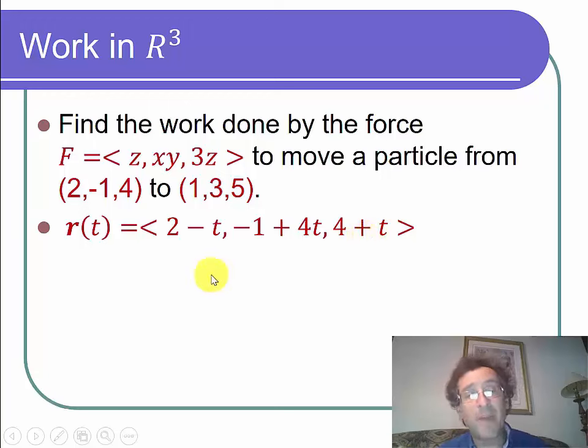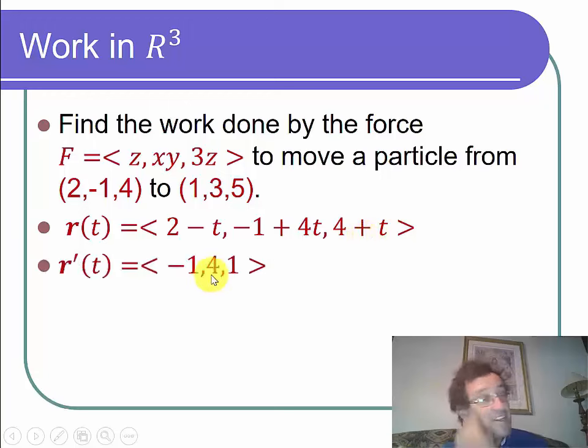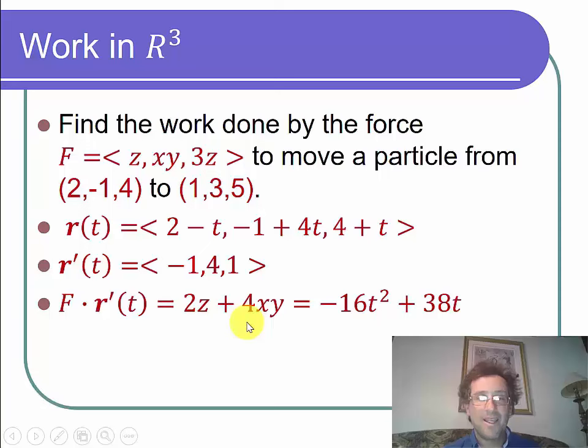We can compute our r prime of t, which is just the vector valued function of the slopes: negative 1, comma 4, comma 1. We could put all this together and find that the F dot r prime of t is z times negative 1 plus 4 times xy plus 3z times 1. So z times negative 1 plus 3z times 1 is 2z. And then we still had the 4 times xy. So we get 2z plus 4xy.